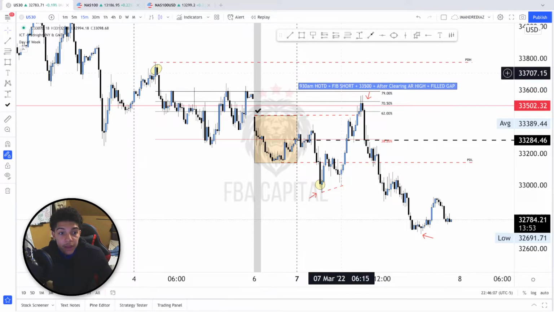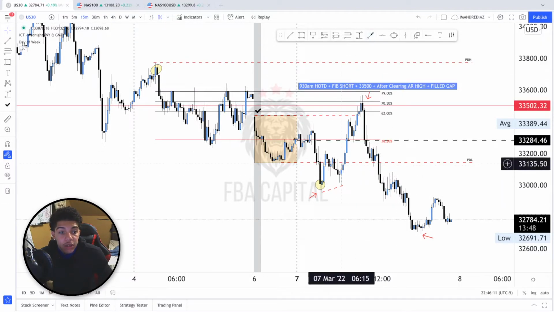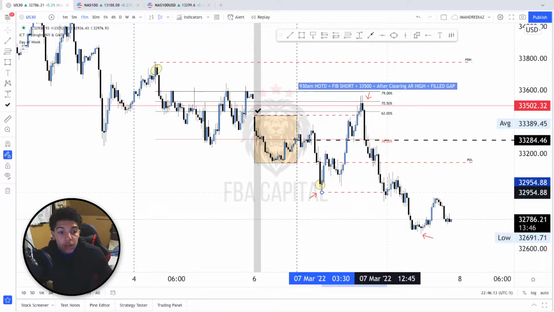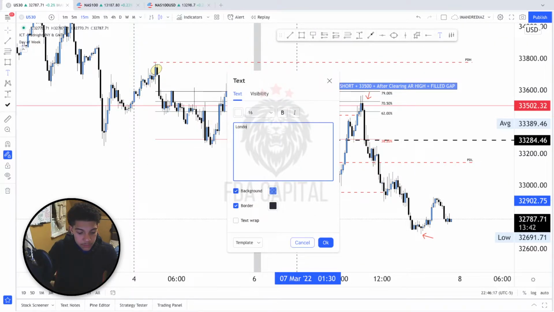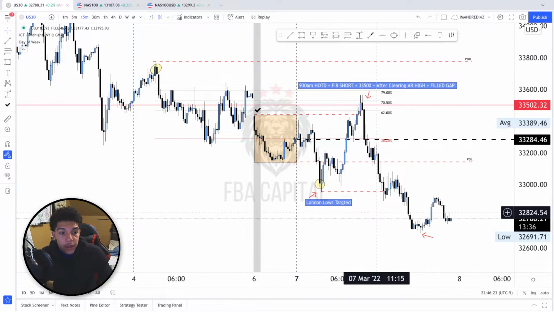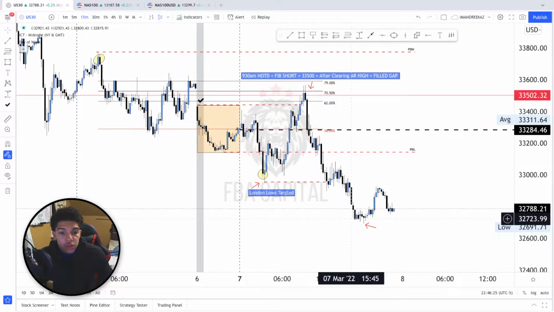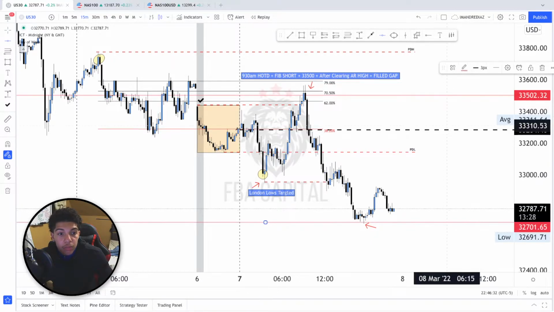And as you can see, from here, price immediately started trading where? Came down, targeted these lows below the London session. So we're going to annotate that also. We're going to annotate London lows targeted. Just like that. And then where do we end up closing and leaving the low of the day? We ended up closing the low of the day at 32,700 big figure level also.